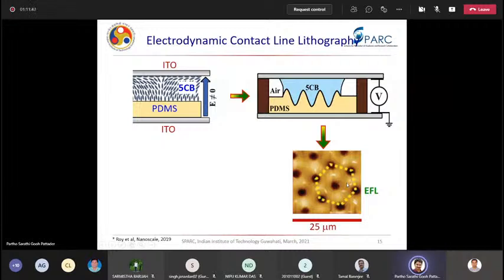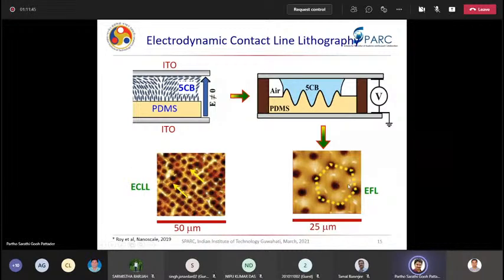Okay, and if we drive this 5CB liquid on top of it while the electric field is on, we get an aligned structure, which we call ECLL, or electrodynamic contact line lithography. These are the micro wells we generated, and they can be used as micro pots, so that we can use a very tiny amount of reactant or sensing material to sense or do some reaction.